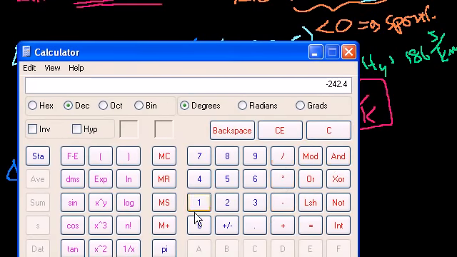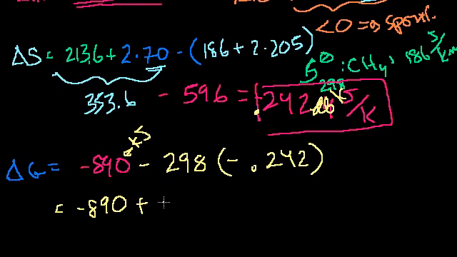So 0.242 times 298. That's our change in entropy times our temperature, is minus 72. So this term becomes, and then we put a minus there, so it's plus 72.2. So this is the entropy term at standard temperature. It turns into that. And this is our enthalpy term.